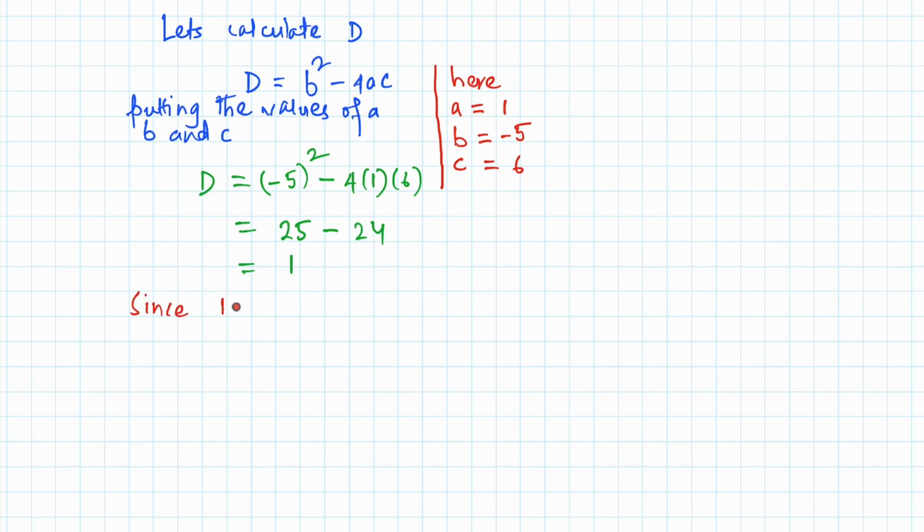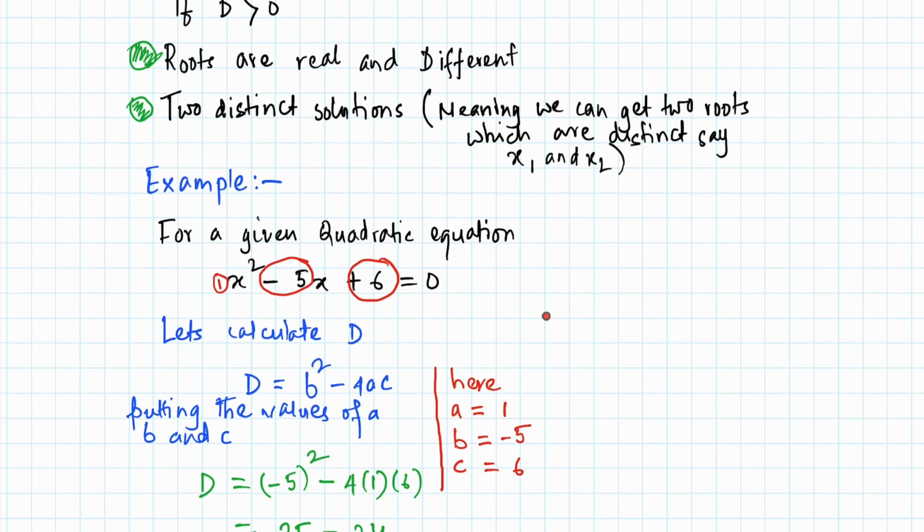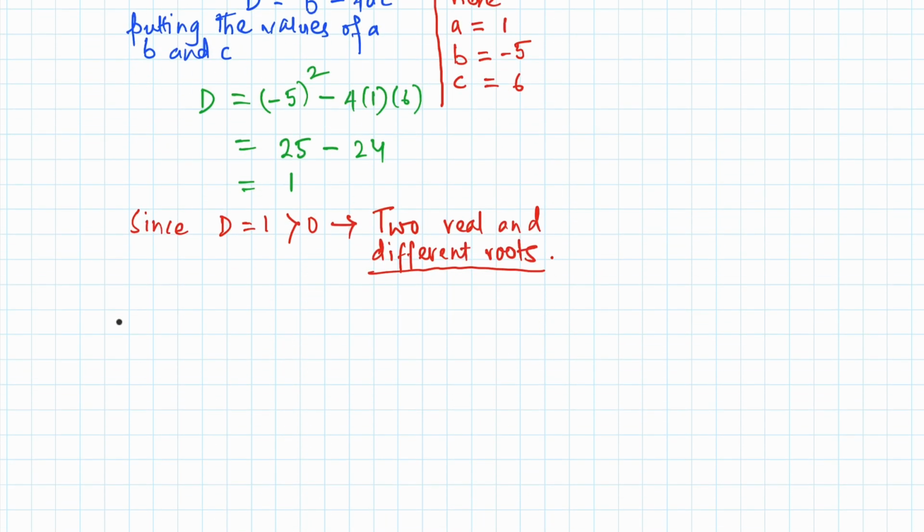Since D equal to 1 is greater than 0, the roots which we get are real and different. So this is case 1. Now let's take the next case, which is case 2.